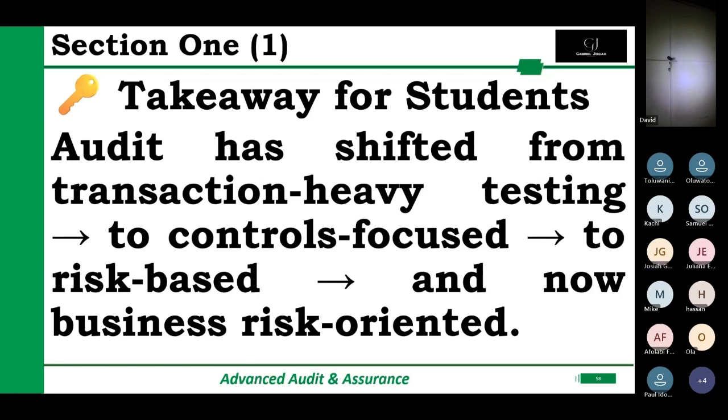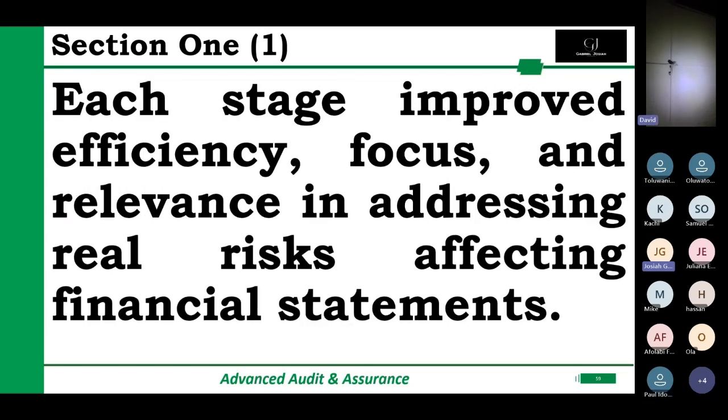So a key takeaway is that the audit has shifted from transaction-heavy testing to control-focused, to also risk-based, and now business risk-oriented. So take note of this. The shift moves from transaction-heavy testing to control-focused, which is system-based, then to risk-based. Then currently it is more business risk-oriented. So that's a key takeaway we need to employ. Each stage is to improve efficiency and focus, and also relevance in addressing real risks affecting financial statements.